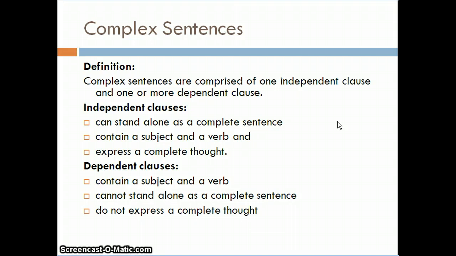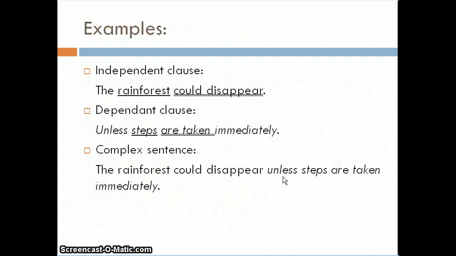So independent clauses, as a review, can stand alone as a complete sentence because they contain a subject and a verb, and they express a complete thought. Dependent clauses also contain a subject and a verb, but they cannot stand alone as a complete sentence because they do not express a complete thought. They have some word that makes the clause dependent, that leaves you hanging, wanting more information. So here are some examples.